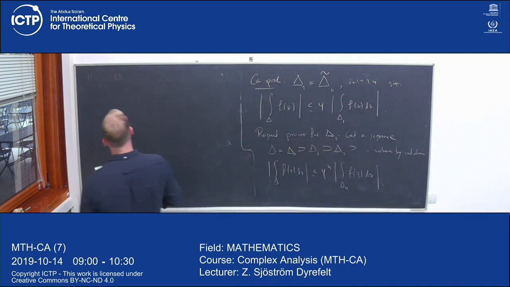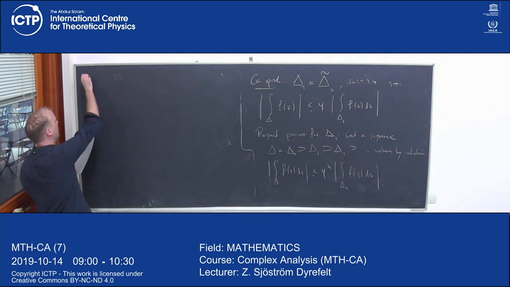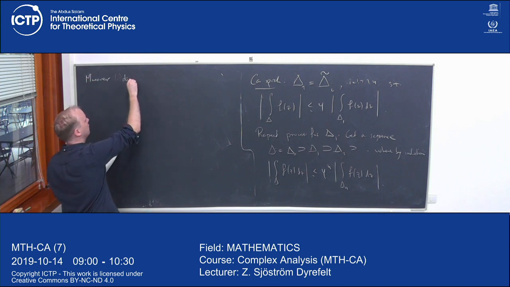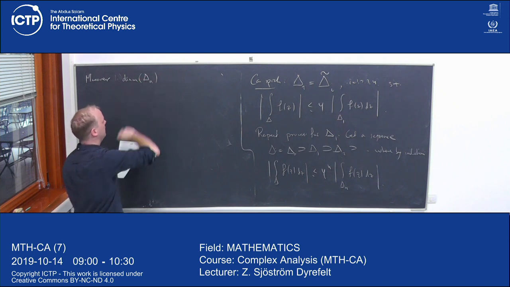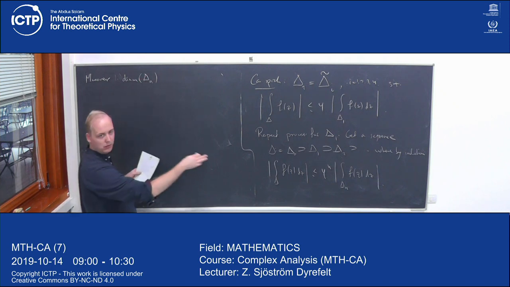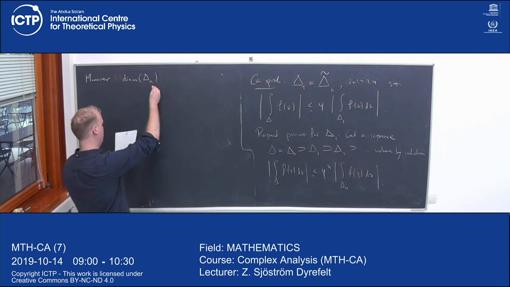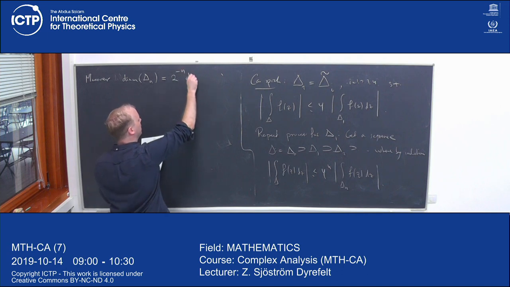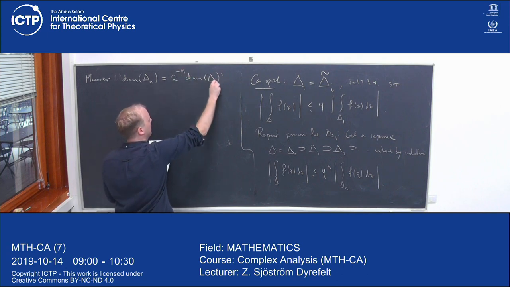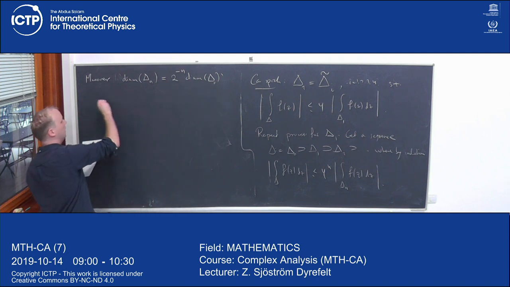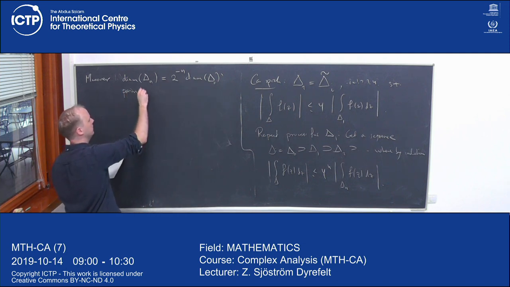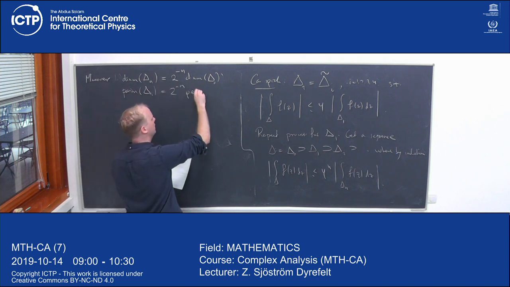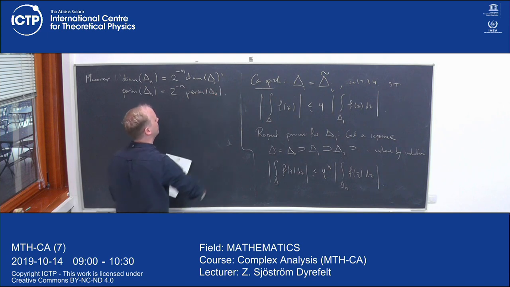Okay, so I should just write the following. Moreover, by induction, the diameter of the triangle delta n is cut exactly in half. In every step, you cut it in half. So it's 2 to the minus n times the diameter of delta 0. And the same thing with the perimeter: 2 to the minus n times the perimeter of delta 0.